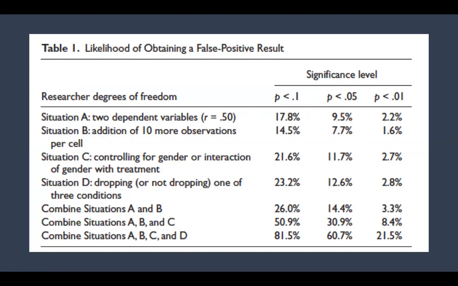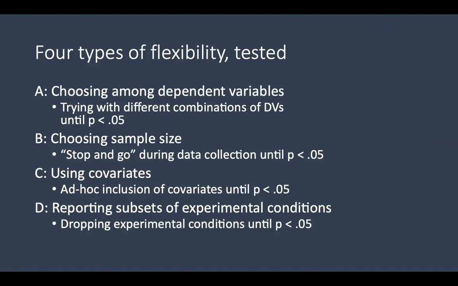But what's worse is the combination of different methods, right? If we combine A, B, and C, you can see that p of 0.05 actually inflates to 30%, which is 0.3. If you use all four methods, then you have an actual alpha level of 0.6. So your false positive rate is inflated from 5% to 60% if you combine all four different flexible, so-called questionable research practices.